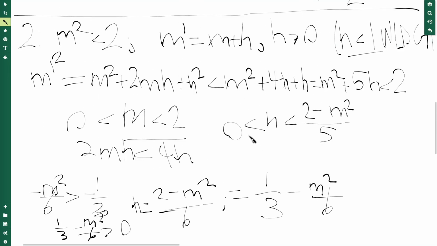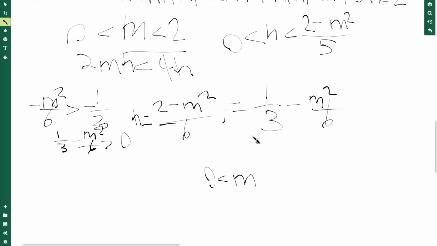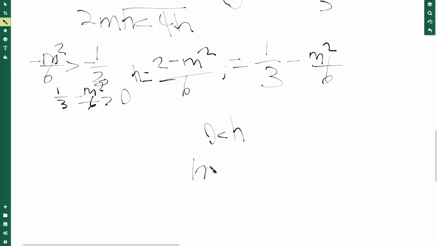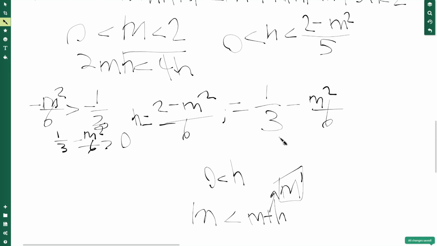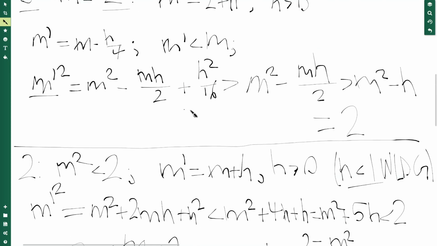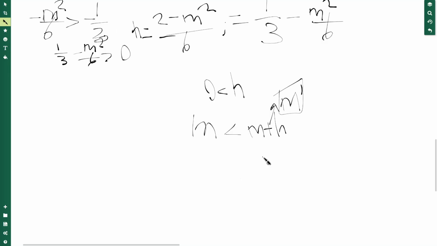Hold on, let me see. Well, actually, 0 is greater than h. So if we add m to both sides, we have m is less than m plus h. But notice that m plus h is m prime. Okay? And also we note that m plus h is in our set E3. So again, that actually completes the proof.